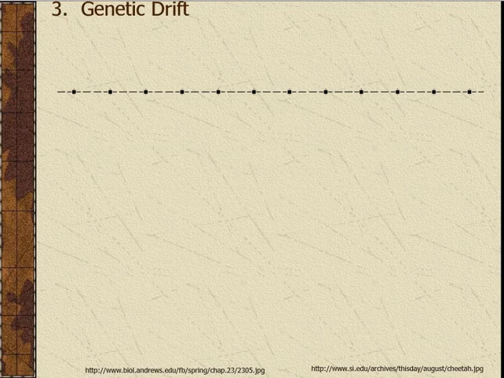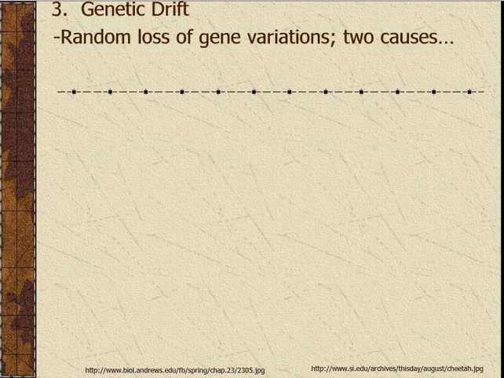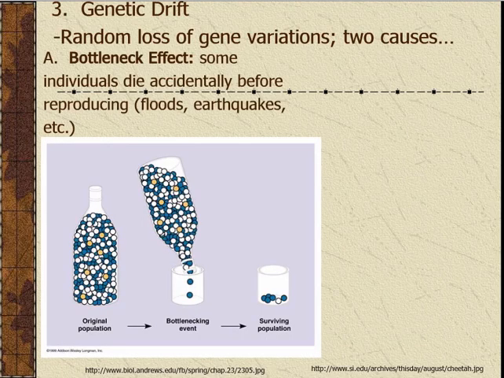All right, number three is a little bit more complicated. Number three is called genetic drift. Genetic drift is the random loss of gene variations, not due to the preference of certain genes over others. It's a random loss, and there's two major causes. The first one we refer to as the bottleneck effect. That's when some individuals die accidentally, not because they're weaker. They just die accidentally before reproducing, perhaps due to something like a flood from a tsunami. It wipes out a huge number of the population.